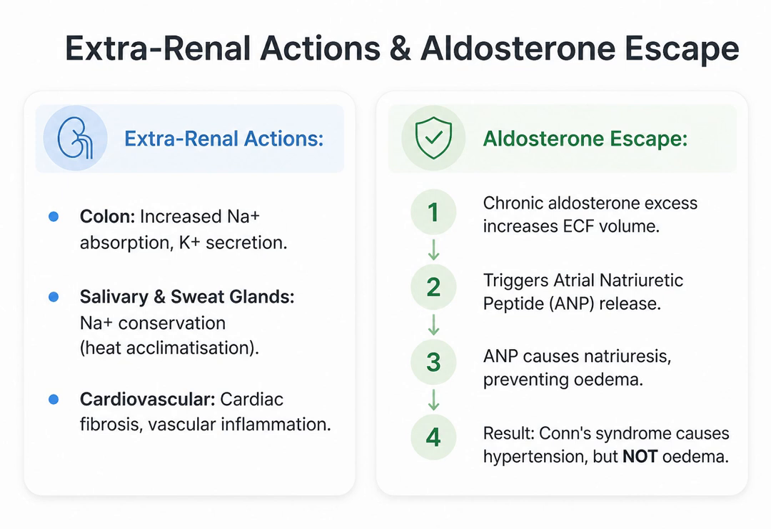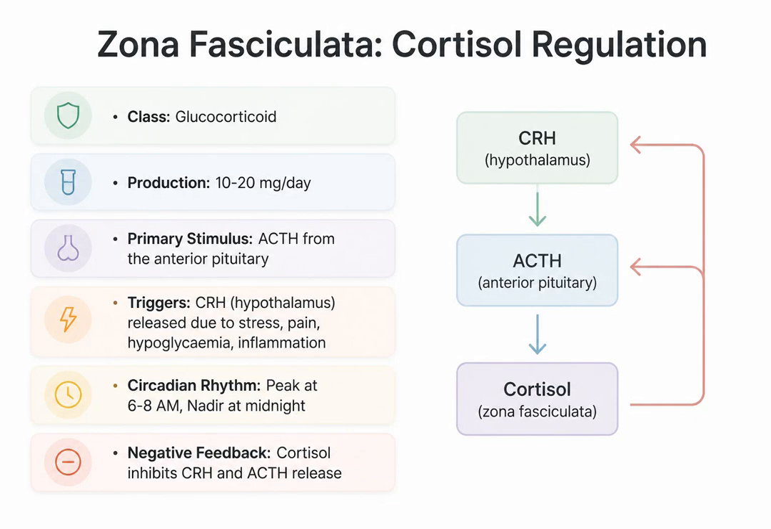This is due to aldosterone escape, where the expanded blood volume triggers ANP release, forcing the kidneys to excrete sodium and prevent swelling. Next is the zona fasciculata, which produces cortisol. Cortisol is our primary stress hormone, producing about 10 to 20 milligrams daily. Its release is driven by ACTH from the pituitary gland, which follows a strict circadian rhythm, peaking in the early morning to wake us up and dropping at midnight.